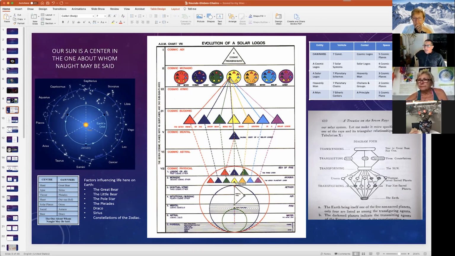Why one planetary scheme? Because if you're evolving according to the time frame and you stay on track, then you would enter a scheme in the first chain as a mineral. And in the second chain, you would be a vegetable. And in the third chain, you'd be an animal. And in the fourth chain, the one we're in, the earth chain, you would be human. And then in five, six, and seven, you would evolve beyond to other things.